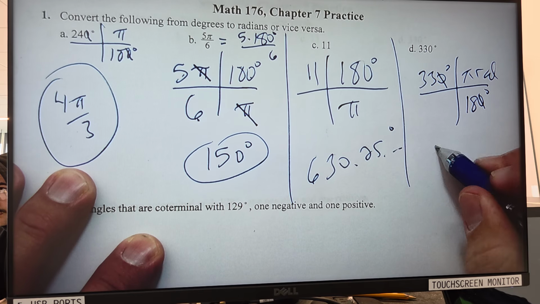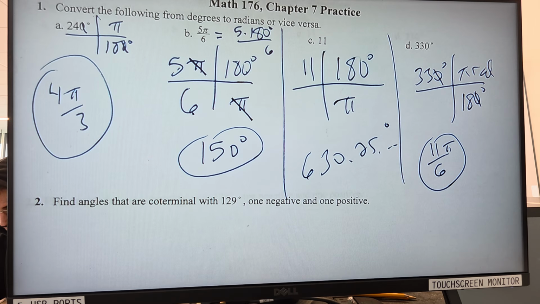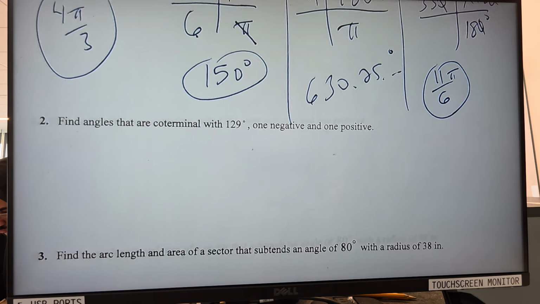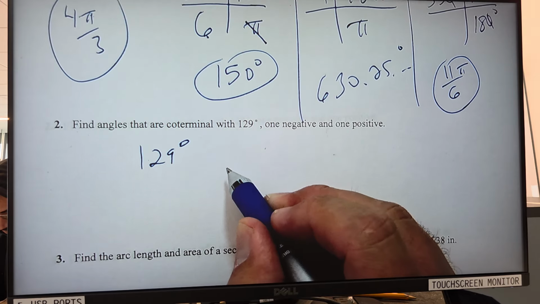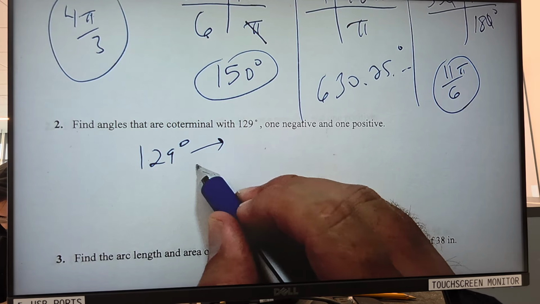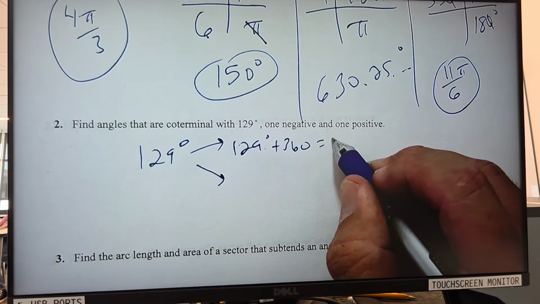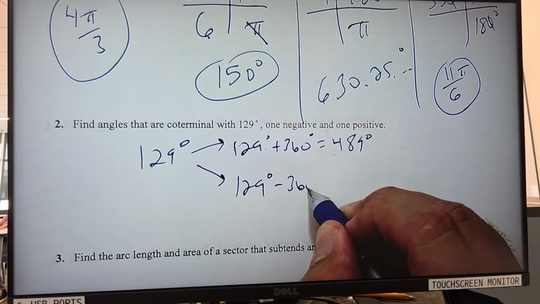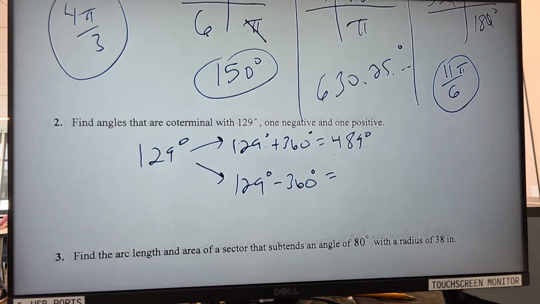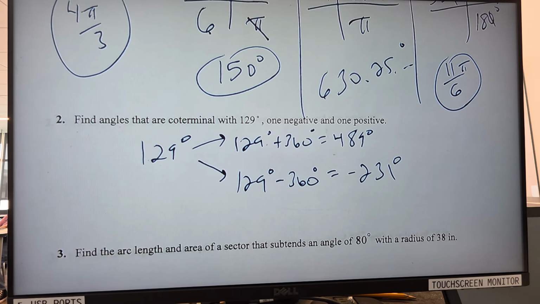These reduce nicely. Is that 11/6? Yes. Go, Jeff. I'm going a little fast, but oh well. 129 degrees. How can I get two coterminal angles? Yeah, I can add 360. So that would be 489. And then I could subtract 360. And that would be negative 231. Yes. Yay, Jeff.